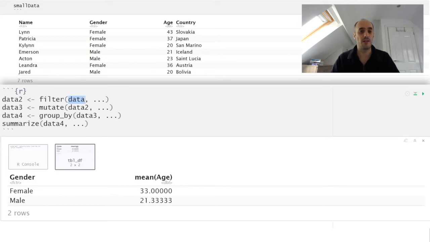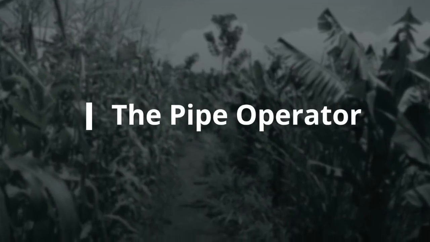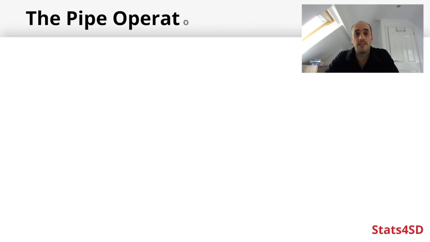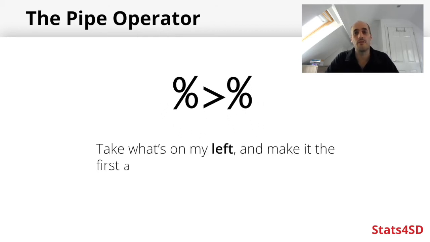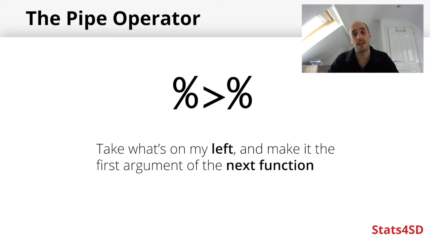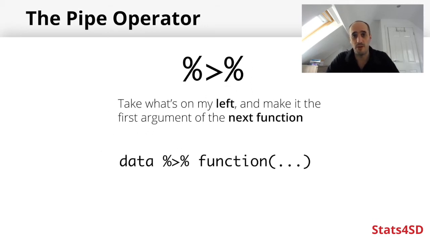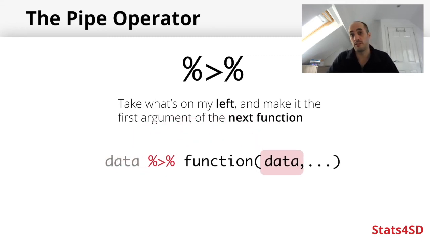And that's where the pipe operator comes in. Pipe is an operator whose symbol is a combination of a percentage sign, a greater than sign, and another percentage sign. And this operator is very useful. You place it in between two commands and it says to R, take what's on my left and make it the first argument of the function that's on my right or below me. So when we have a command with some data, then a pipe operator, then a function, the pipe will tell R to take the data which is on its left and to make it the first argument of the function, which is on its right.